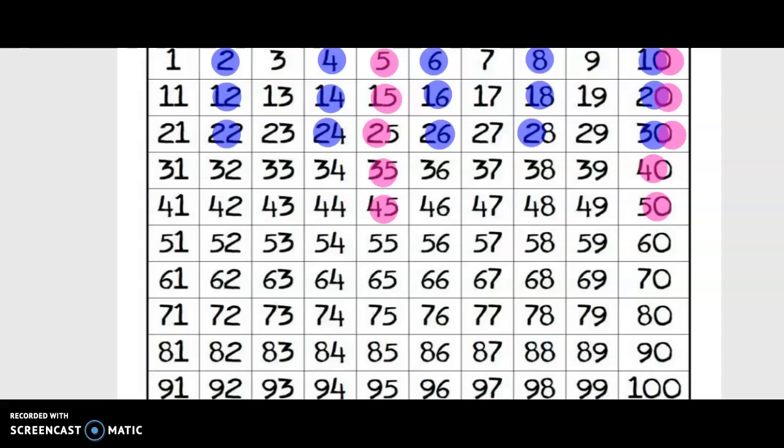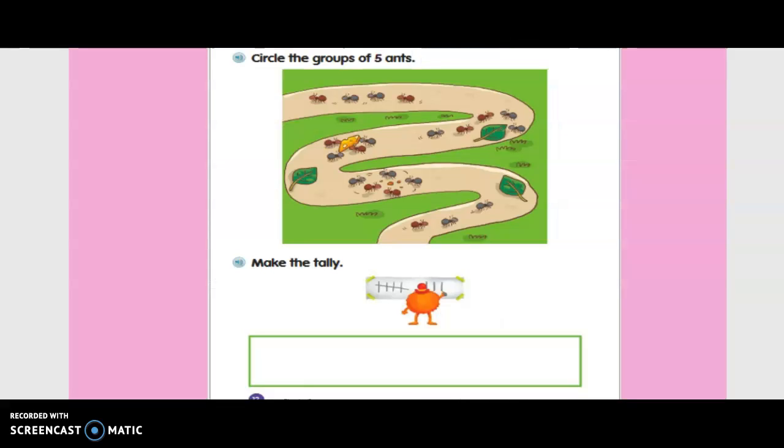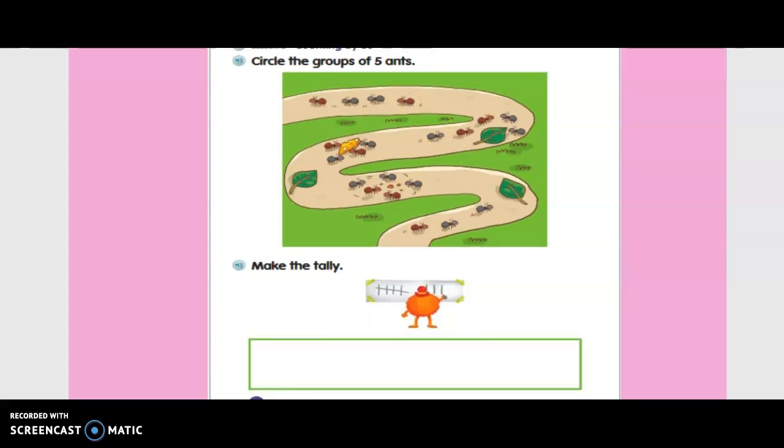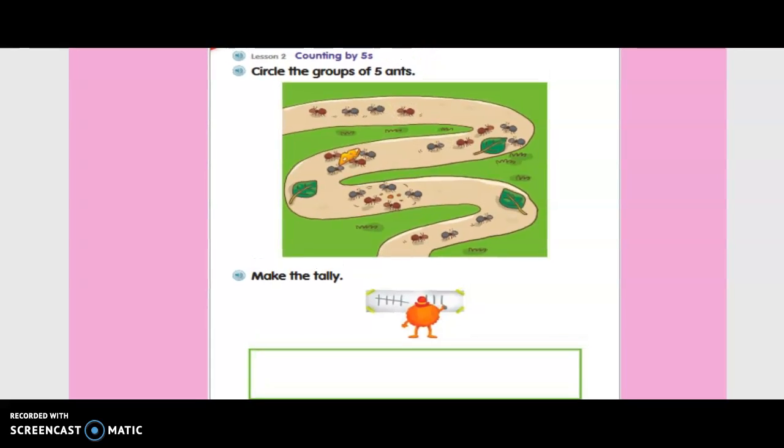All right, boys and girls, let's practice counting by 5s using tallies. So we are going to look up at the ants, and we are going to circle the group of 5 ants. So this is one of your math pages in your book, or in your math packet, all right? So we're going to look and find the groups of 5 first. So 1, 2, 3, 4, 5. So there's a group of 5.